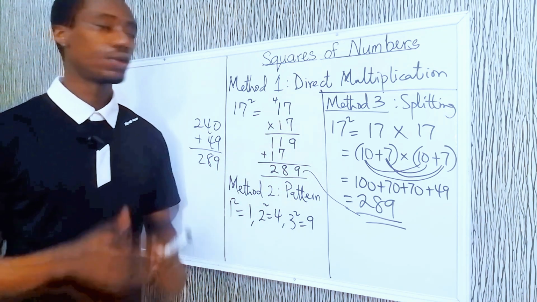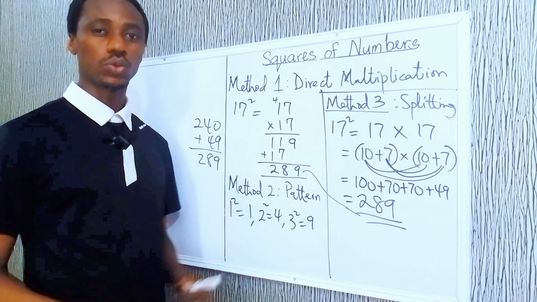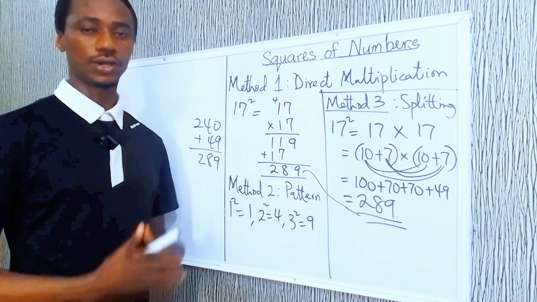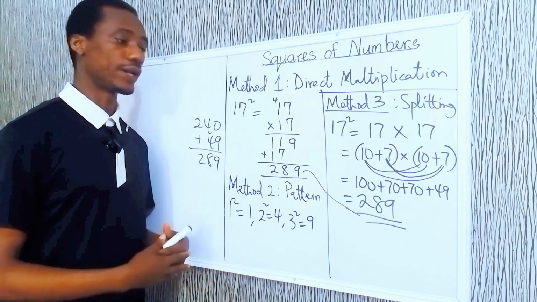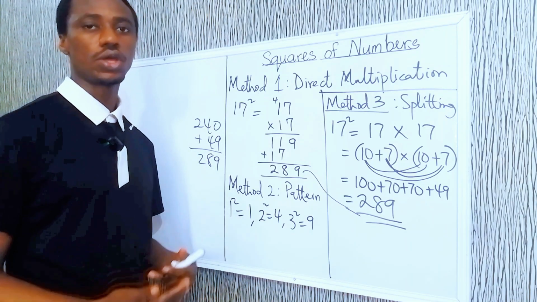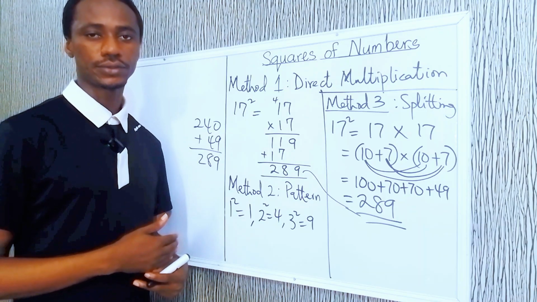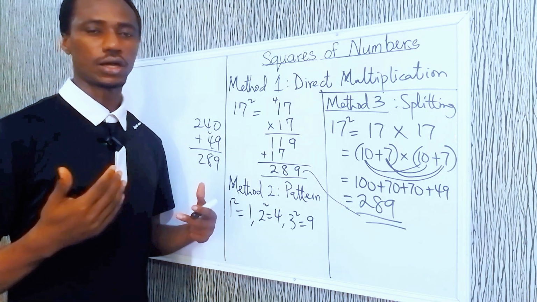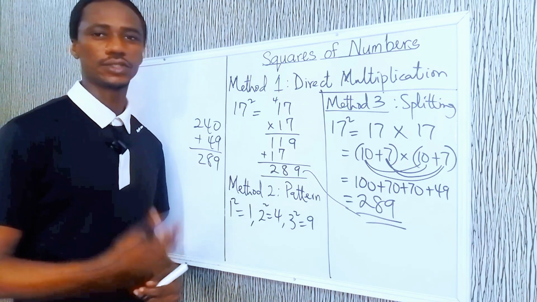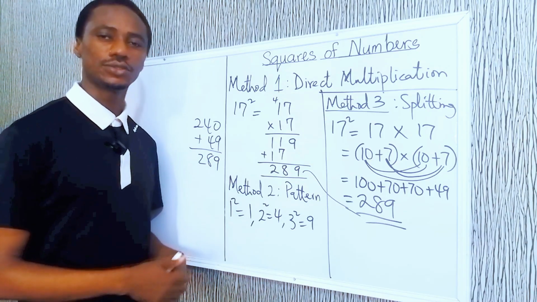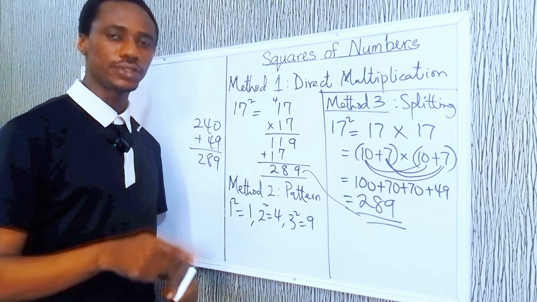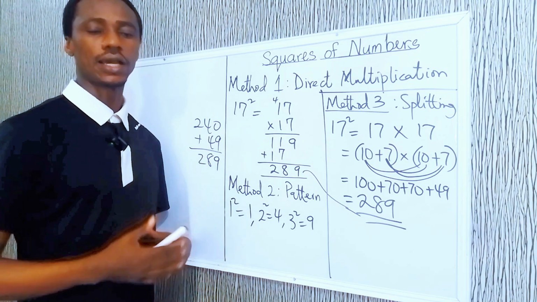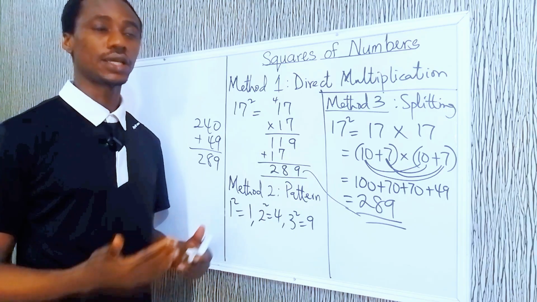So I've shown you 3 methods. The first one, direct multiplication, multiply that number by itself and you have the square. Second is by using pattern. So if I know the square of the number before it, let's say I know the square of 22 and I'm looking for the square of 23. All I need to do is to add the 23rd odd number to 22 squared, and then I have my answer.